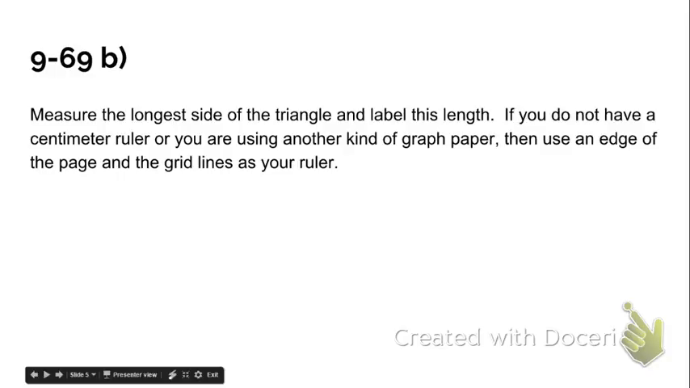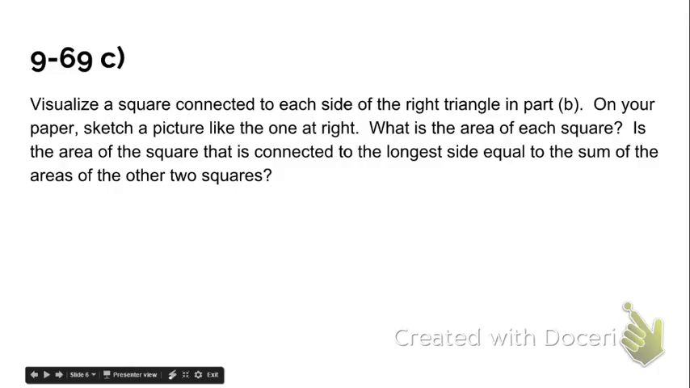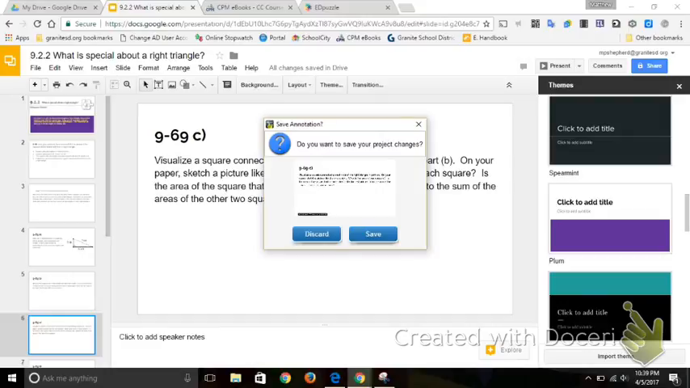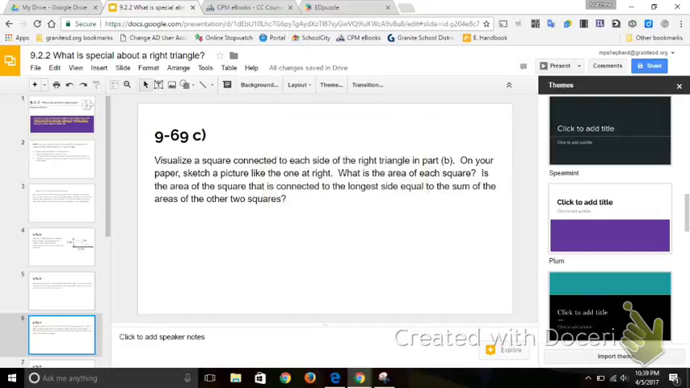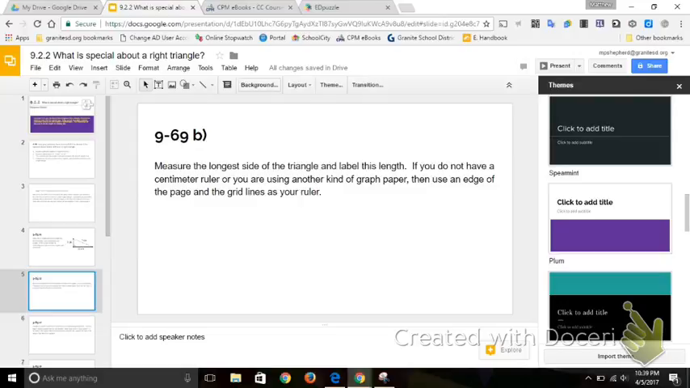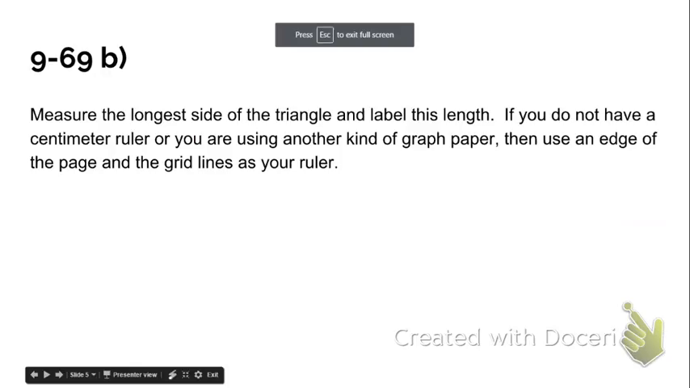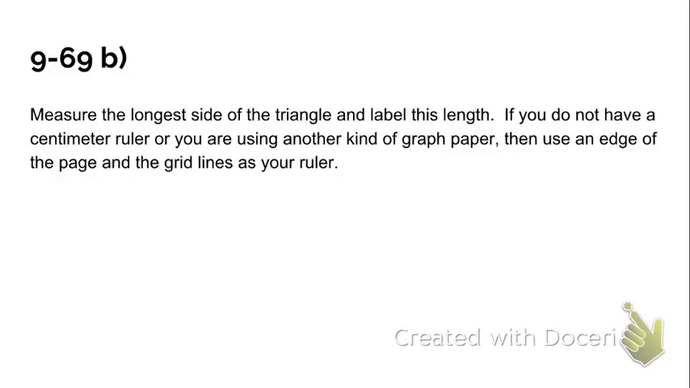969B. Measure the longest side of the triangle and label its length. Now, this is going to be a little bit tricky because in order to do this, one of the things you're going to have to do is to use some of the squares on another paper to measure.